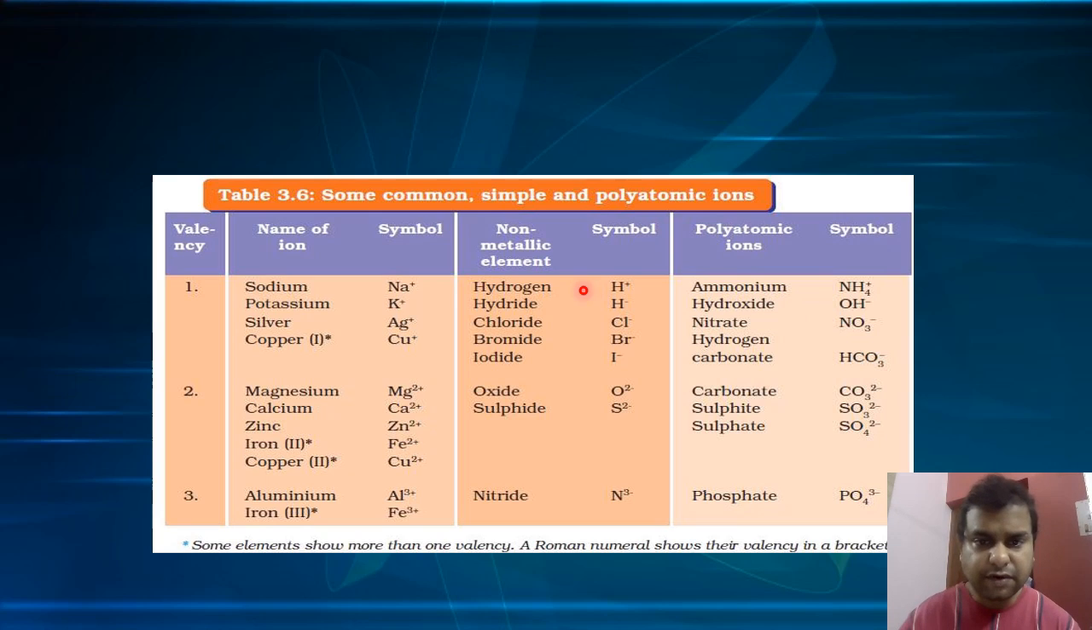Okay, have a look. There are different ones. These are also showing you metallic and non-metallic. Metallic and non-metallic are hydrogen, hydride, chloride, bromide, iodide, oxides. Okay, these are metals: sodium, potassium, silver, copper. So these are some of the things in your textbook which you can refer to, in terms of the number of ions, name of ions, and the symbol with respect to them.